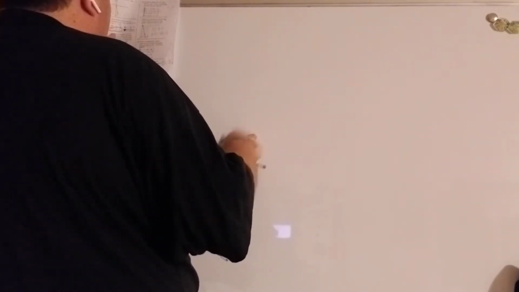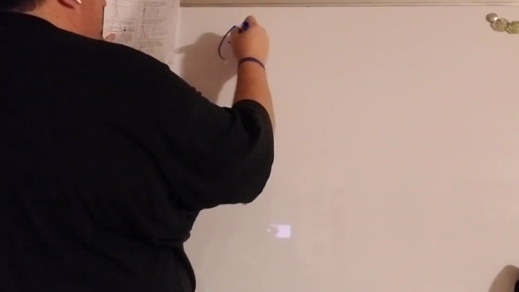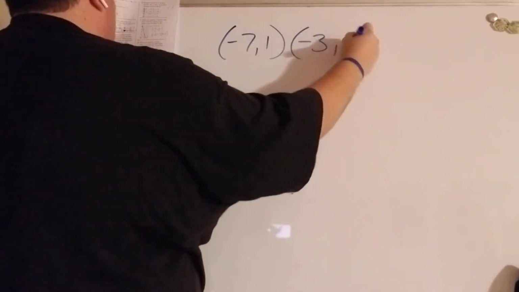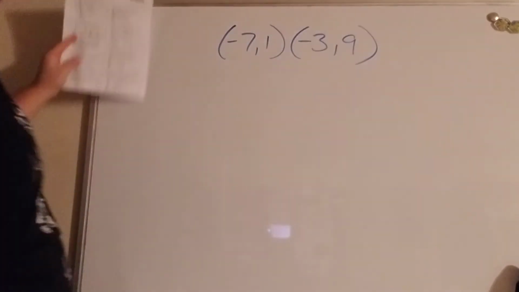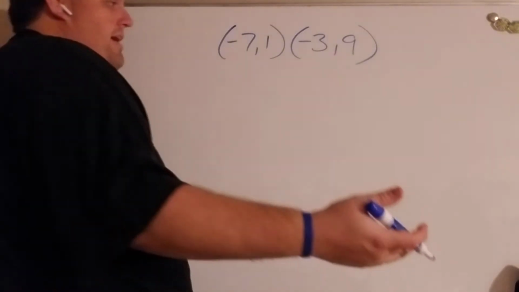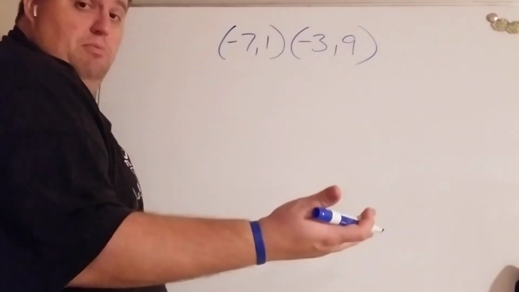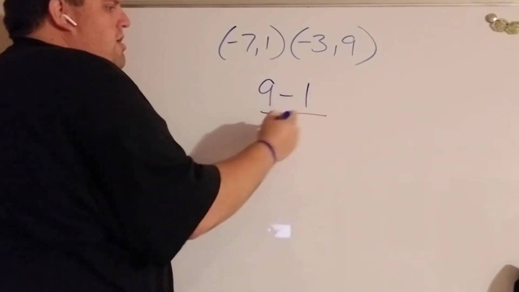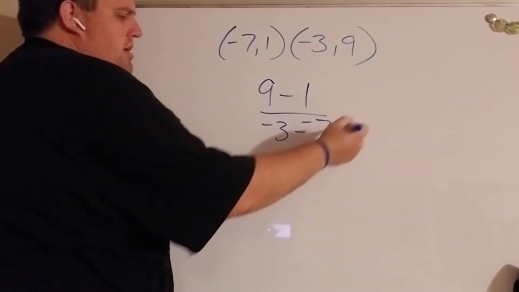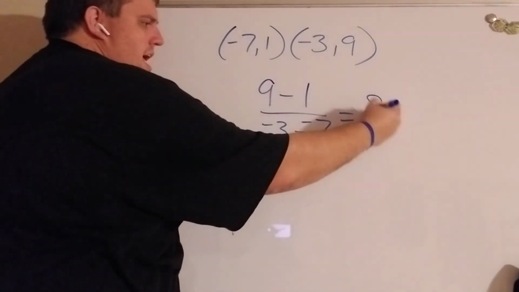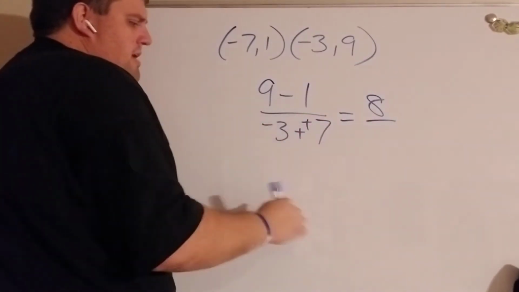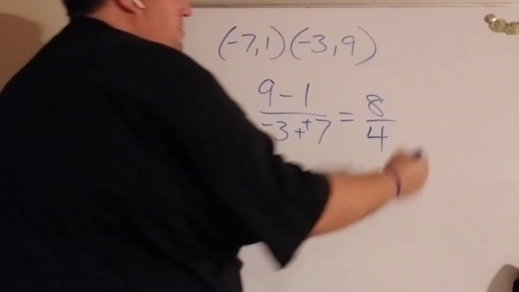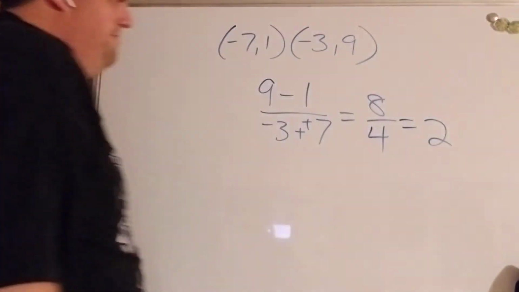All right, number 9, they want the equation that goes through (-7, 1) and (-3, 9). And it looks like the answers are all in point-slope. So again, I have points, I need a slope. So I'm going to go y2 minus y1 over x2 minus x1. 9 minus 1 is 8. Down here, -3 plus 7 is 4, which is going to give me a slope of 2.